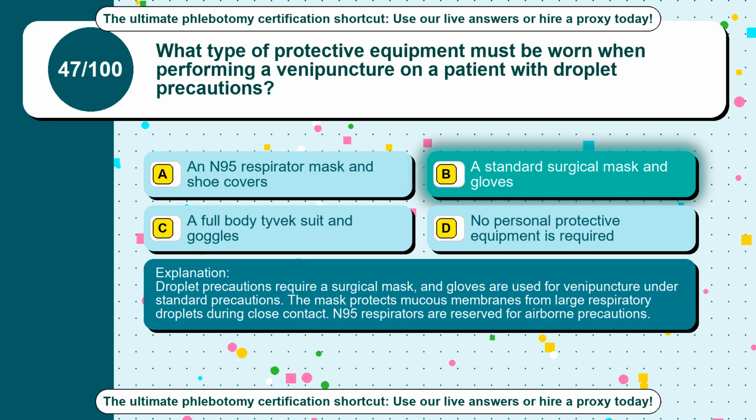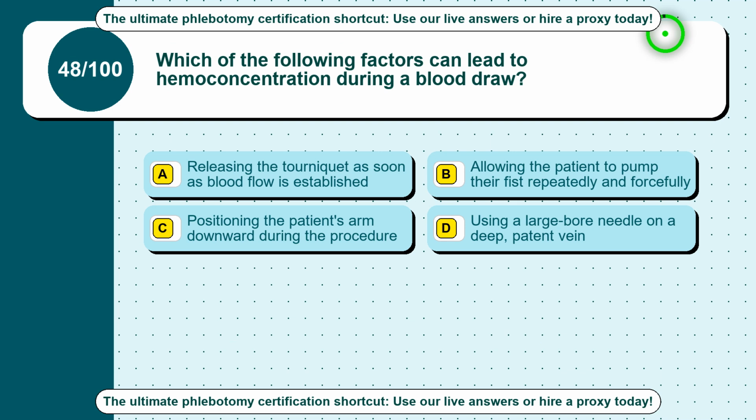Droplet precautions require a surgical mask, and gloves are used for venipuncture under standard precautions. The mask protects mucous membranes from large respiratory droplets during close contact. N95 respirators are reserved for airborne precautions. Question 48. Which of the following factors can lead to hemoconcentration during a blood draw?